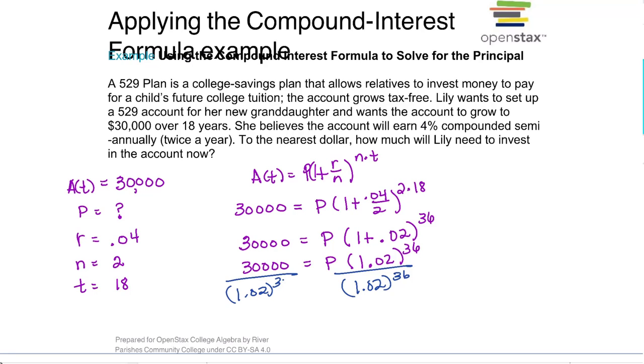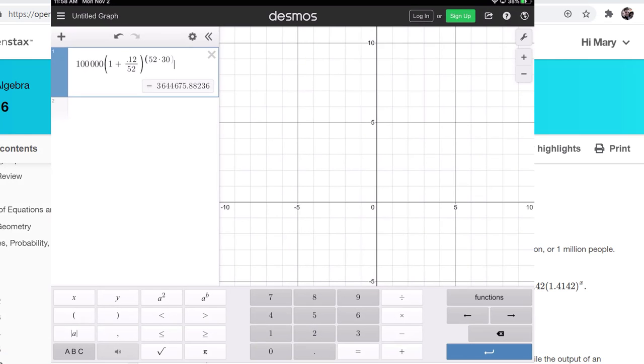And we can let our calculator do all the heavy lifting. So, 30,000 divided by 1.02 carried to the 36th power. And it looks like we get $14,706.69.